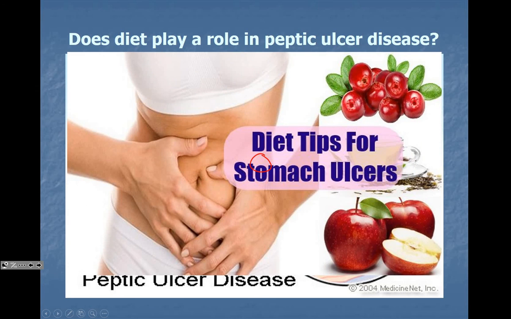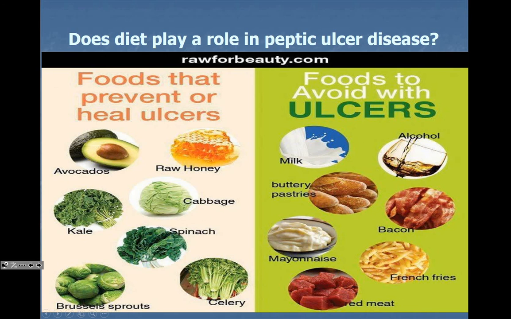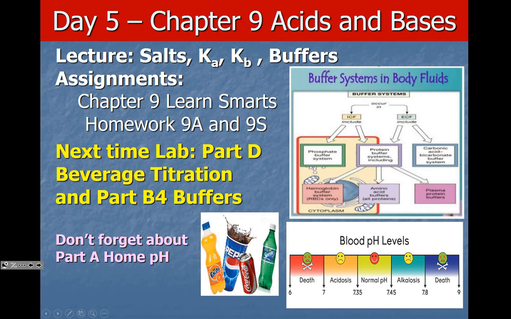They have special diet tips for those that have ulcers, and that is to use foods that prevent it. So you get rid of all your buttery pastries, your bacon, your French fries, your red meat, your alcohol, the milk, mayonnaise, anything that is fatty. And you go to avocados, raw honey, kale, cabbage, spinach, Brussels sprouts, celery. They actually make a mayonnaise-like thing with the avocado. So it's good. It's like guacamole, but you can't have the mayonnaise in it.